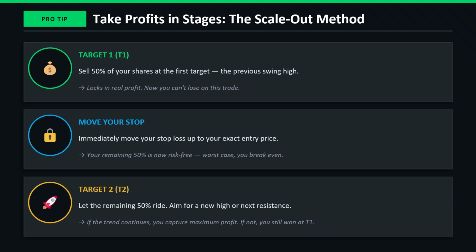Finally, let the remaining 50% ride to target 2, T2, which could be a new high or the next resistance level. If the trend continues, you capture maximum profit. If it reverses and hits your new stop at entry, you still won at T1. This method ensures you're taking profits off the table while giving yourself a chance to let a winner run.